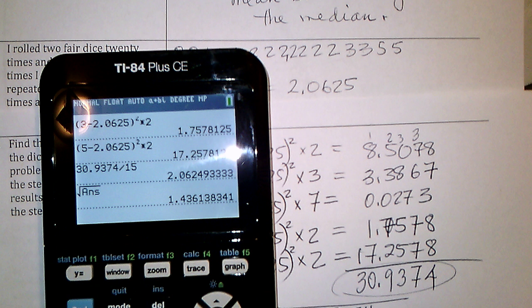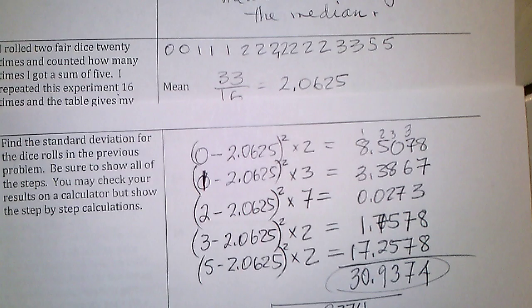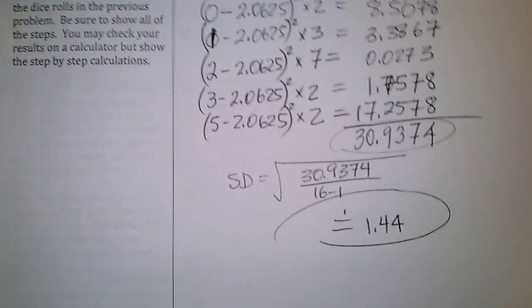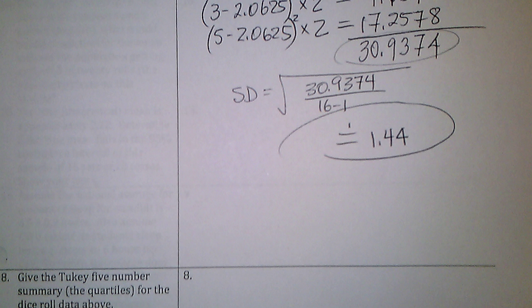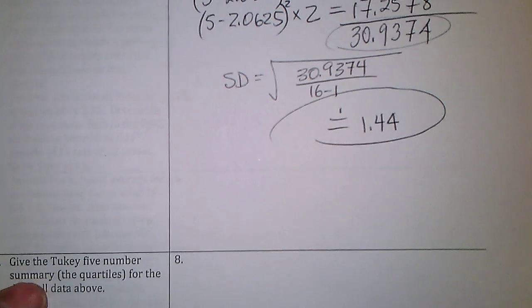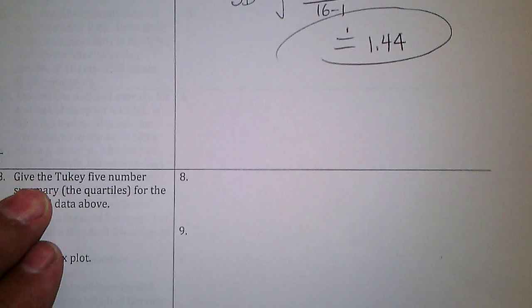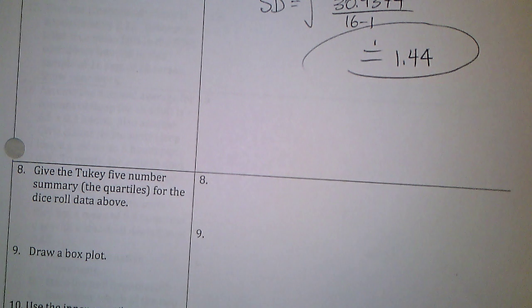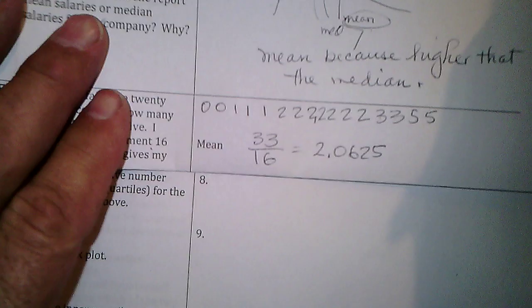Okay? So that's the standard deviation. And we can put those numbers in the calculator and check that, but we don't. Now it says give the Tukey 5-number summary. Well, that's when you do the median and the minimum and the maximum, and then the median of the lower half and the median of the upper half. So I'm going to put this back up here.